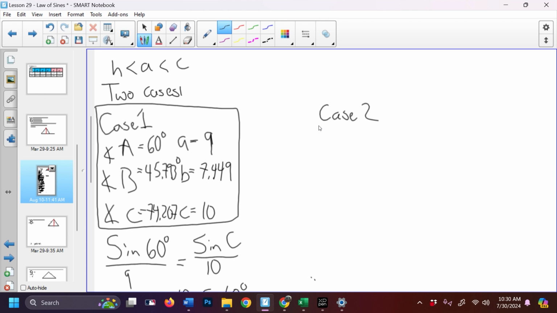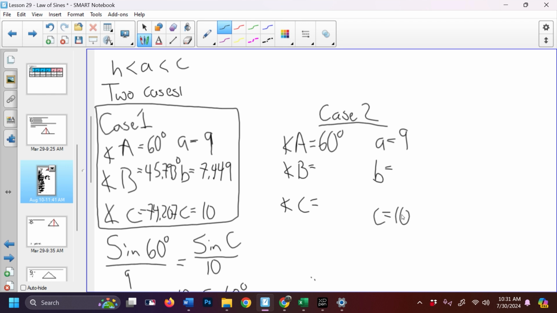All right, for case 2, I start with the same values. I still say that angle A is 60 degrees. I still say that little a is 9 units long. I still don't know what angle B is. I still don't know what angle C is. But I do know that little c is 10. Now, in the first one, I solved for angle C first. And again, it's fairly simple to find that C for the second case.